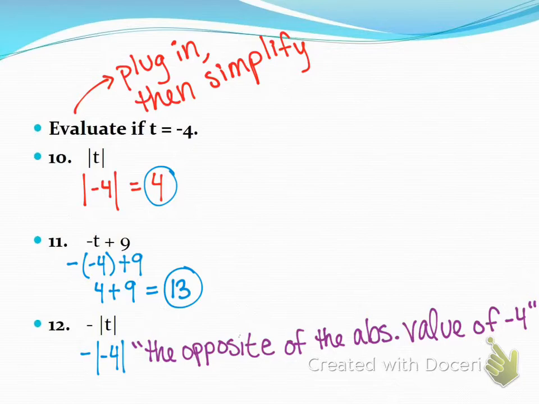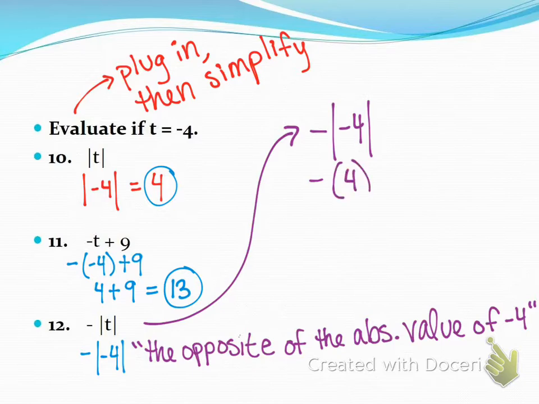So that means we've got to do two things. We need to take the absolute value and then take the opposite of it. So I'm going to rewrite it up here at the top, just so I've got some space. What is the absolute value of -4? 4. What is the opposite of 4?